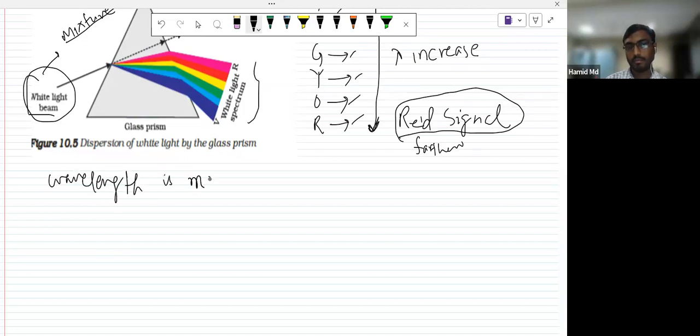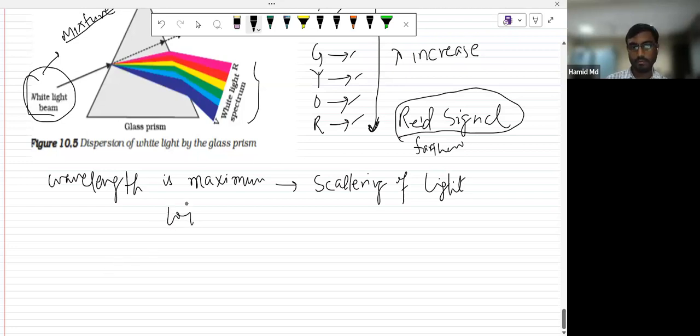Its wavelength is maximum, which means the scattering of light will be minimum. What does it mean? Govita, what does it mean?